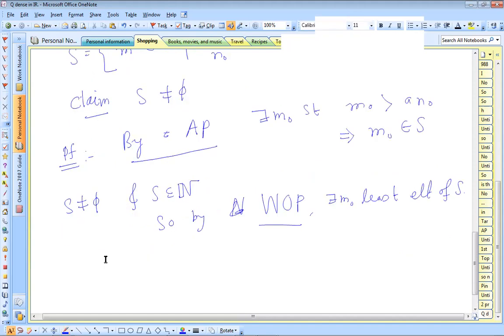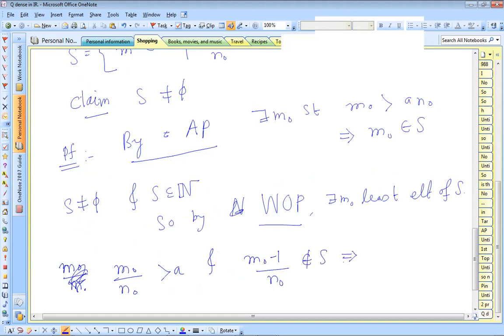This means m naught by n naught is greater than a, and m naught is the least element, which means (m naught minus 1) by n naught does not belong to S. This holds if and only if (m naught minus 1) by n naught is less than or equal to a.